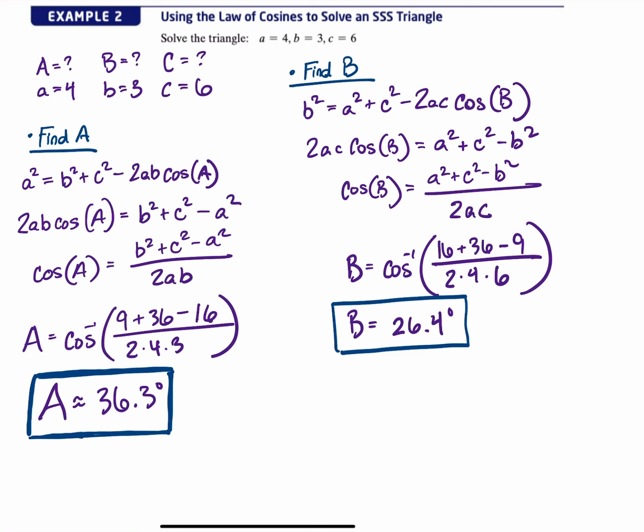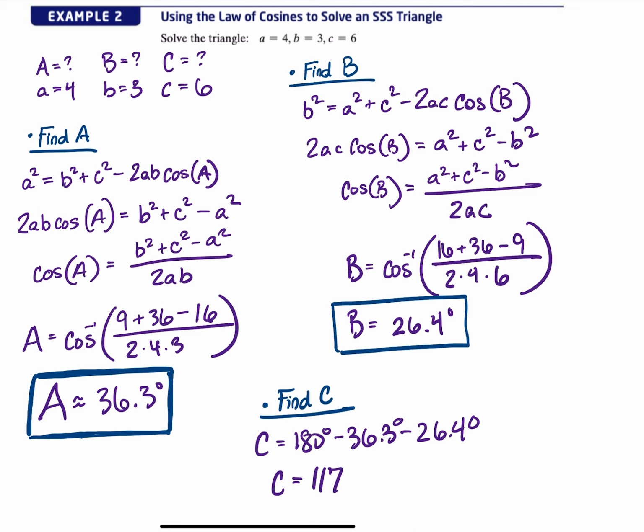And now let's find our third angle just by subtracting everything from 180. So angle C should be 180 degrees minus 36.3 degrees minus 26.4 degrees. So we get 117.3 degrees. So the law of cosines is nice. We don't get the ambiguous case. We can find everything directly.